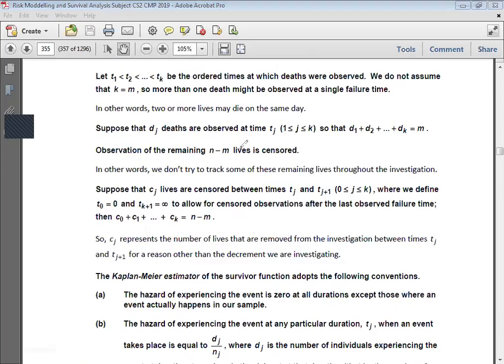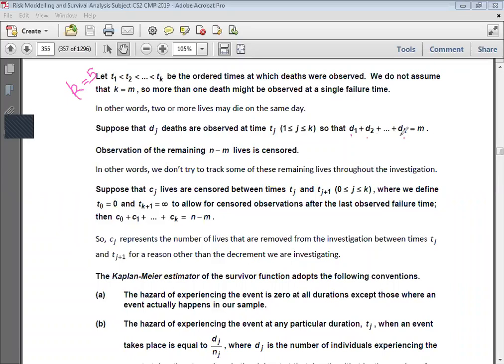Whatever I'm going to say here, you will be able to relate back to the example that we saw. Back in the example, we had my value of k as 5, so C1, C2 until C5 I had. If I'm observing deaths in those particular time intervals, I denote them as D1, D2 till Dk.